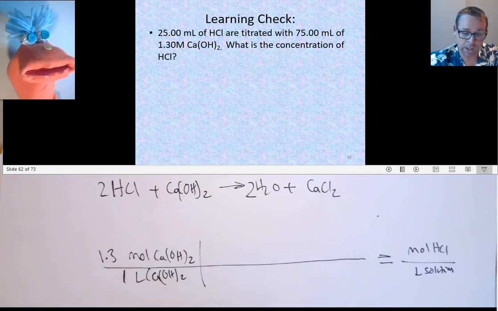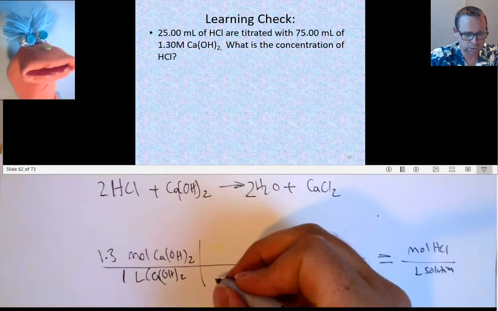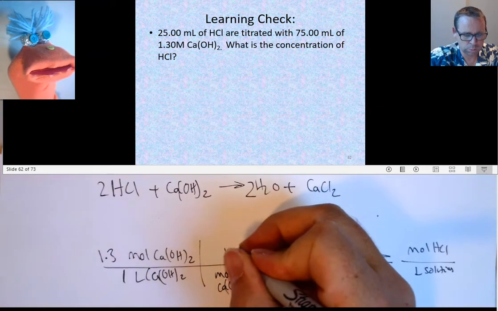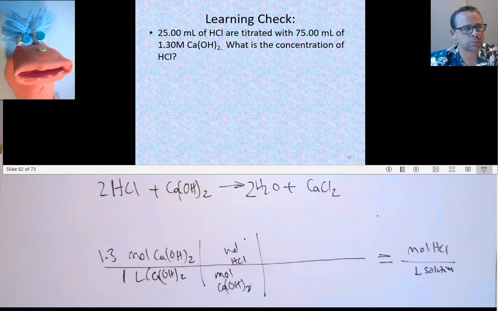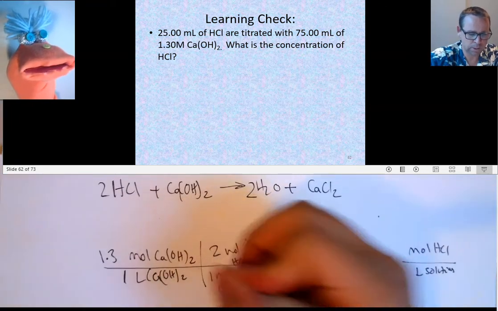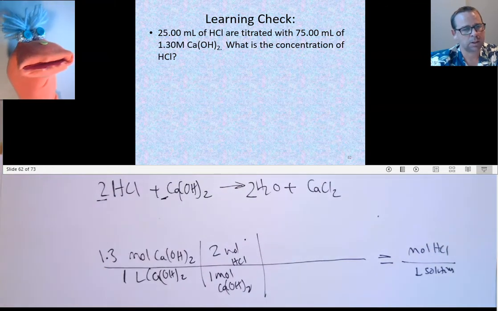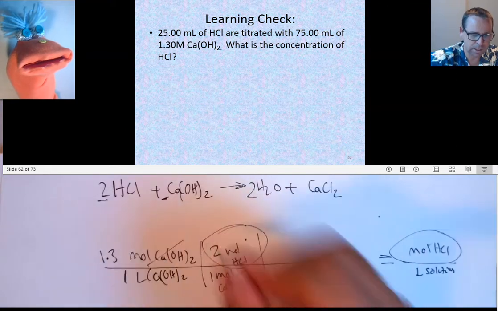Okay, good. Now I'm in liters of calcium hydroxide, moles of calcium hydroxide on top. Can I work with that? What can I do? You can convert the moles to HCl. Very good. Moles of calcium hydroxide to moles of HCl. What's the ratio? 2 to 1. Good. We found that out earlier. That's our stoichiometry here, right? Good. Now I've gotten rid of my moles of calcium hydroxide. I'm in moles of HCl like I like.